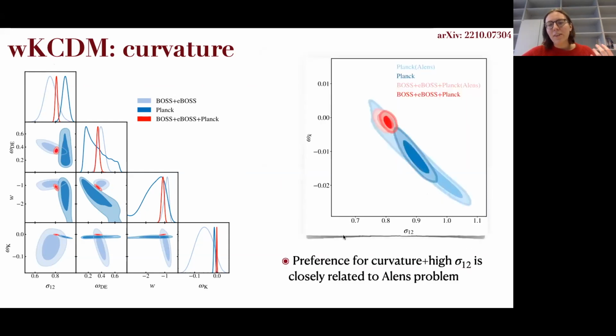Okay, and this is all also quite closely related to this A lens problem. So again, as you probably know even better than I do, there is also this issue with Planck showing more lensing in its temperature spectrum than you would expect. And if we vary this A lens parameter that describes the amount of lensing expected, here I'm showing what happens to the Planck contour when we do so in light blue. We see that that brings Planck closer to both flatter universes and lower values of sigma 12.